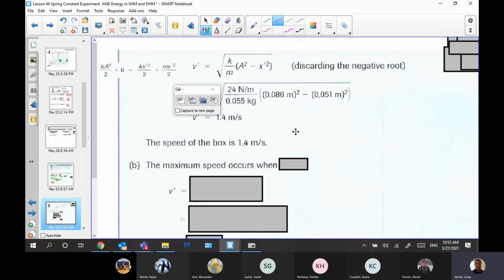But here we would have had the K value of 24. The amplitude, what was the amplitude again? 0.086. Right? So this is the total energy, right? And then you'd say, that's equal to how much energy here? Then you'd have your 24, and you'd have your amount that's compressed, the 0.051. Let's shrink this down in a second to make it fit.